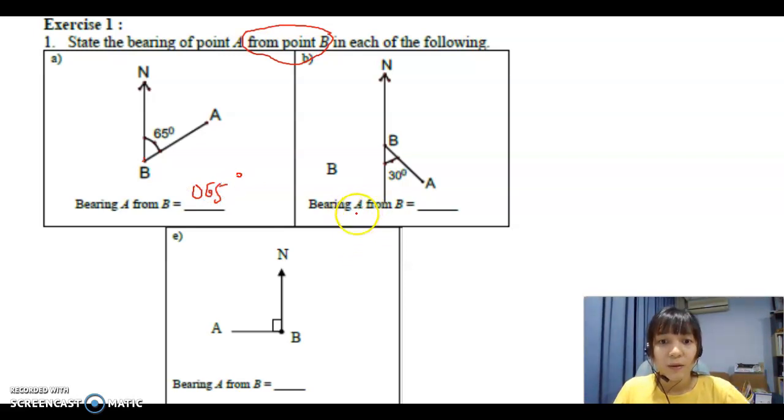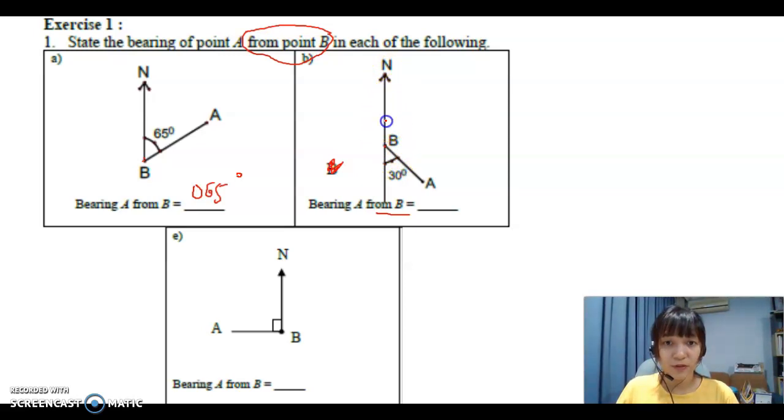Next one, bearing of A from B again. Oh, there's a 2B here. This is a typing error. Erase this. B is here. You are here. You want to walk to A. What is the bearing? So from point B, look at your compass, you must know where your north is. North is here.